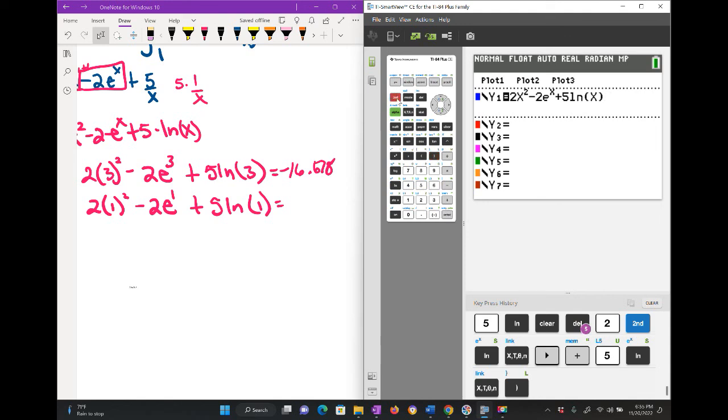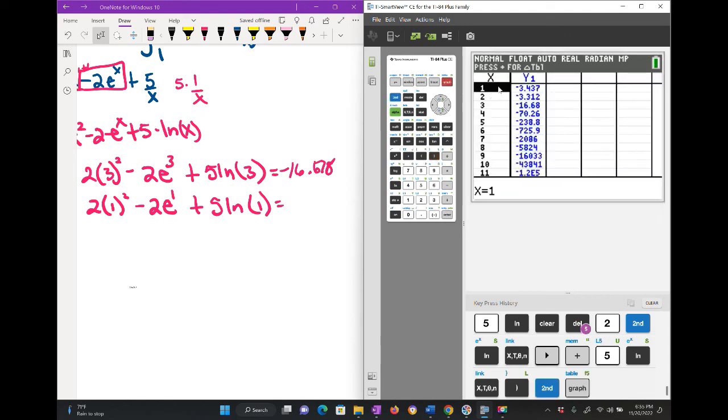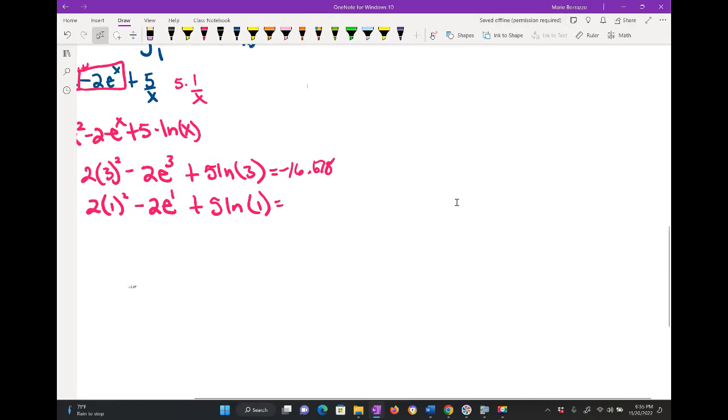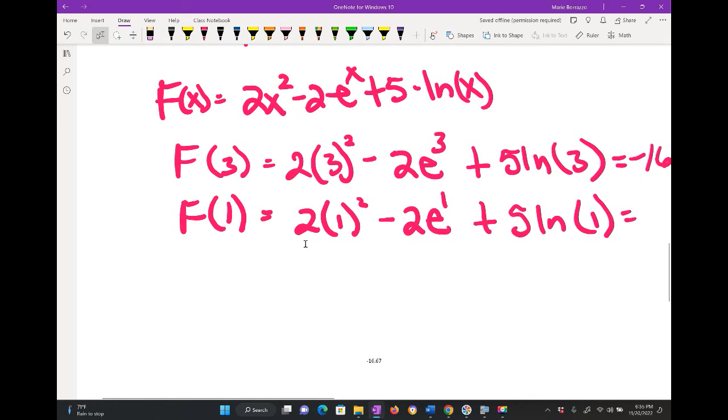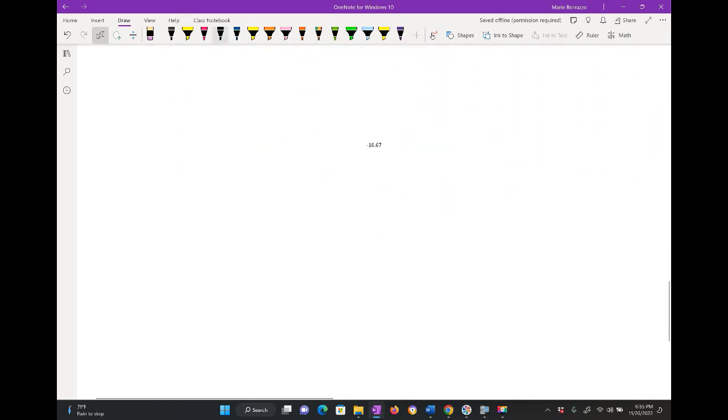And if I go second graph, see, there's my value. It was negative 3.43. This is 16.68. Subtract these, you'll get the same number we just got. So that's just my hint, as in if you want to save a little time, just type it in once with the TI, if you're patient. Oh my goodness, if you're patient. All right.